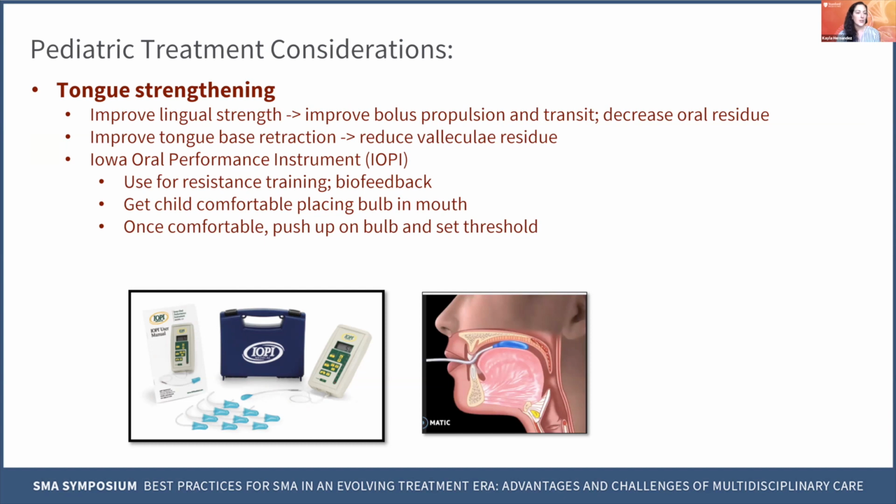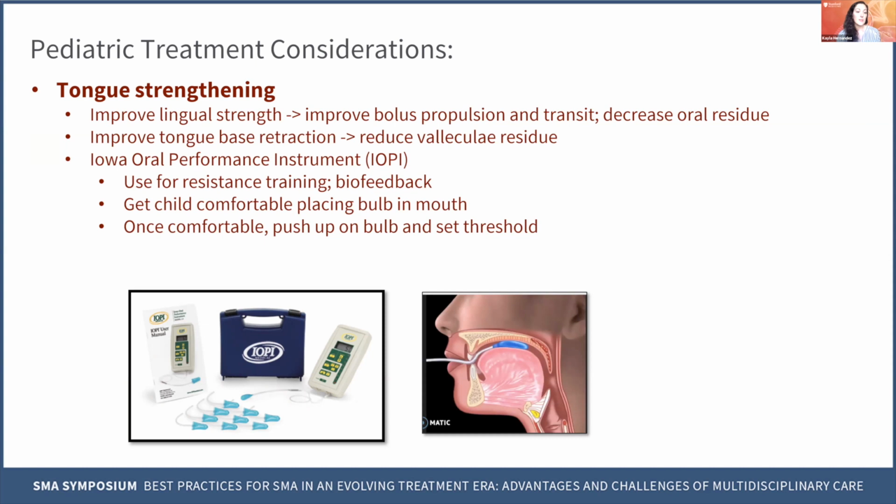One way to address tongue strengthening is with the Iowa Oral Performance Instrument, often referred to as the IOPI. This can be used for resistance training, and it can also provide biofeedback. For really young patients, it might not be appropriate, but for a slightly older child or young adult into adulthood, this could be an option.